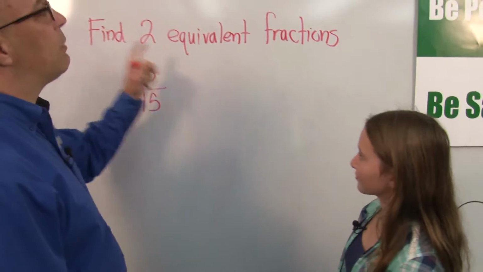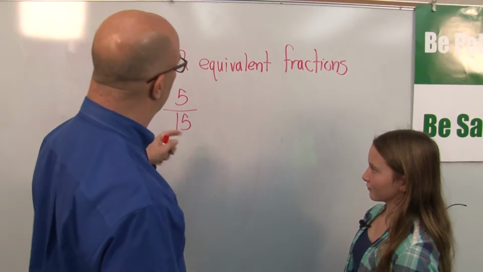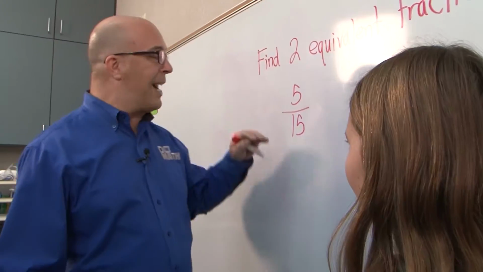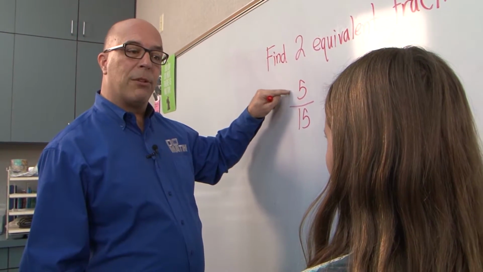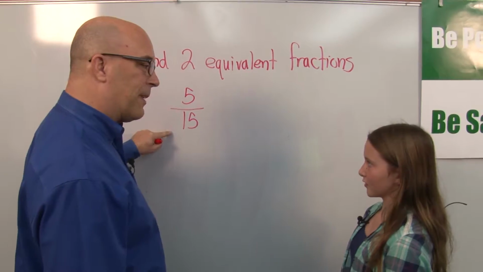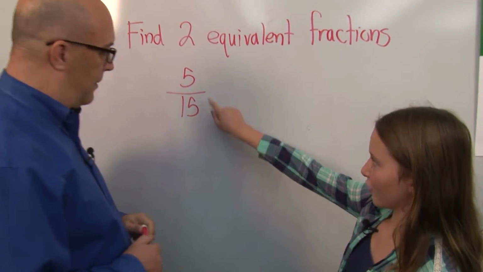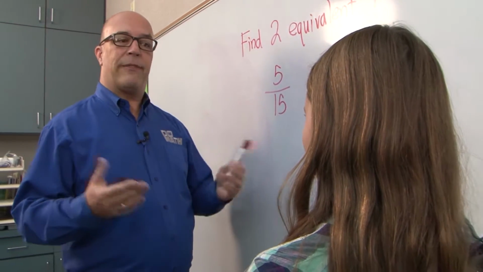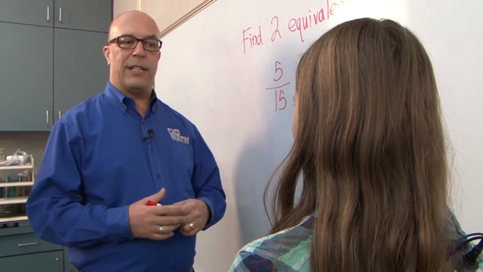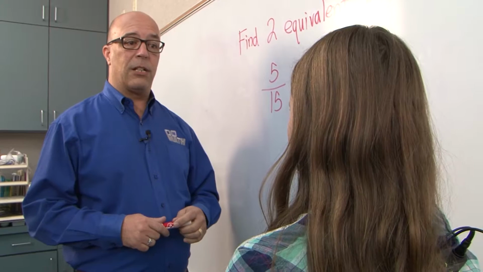All right, let's take a look at what we have to do. We have to find two equivalent fractions for 5 over 15. Now, the fraction line means we're going to divide. Do you know the name of the number on top and the number on bottom? Yes, this is the denominator and numerator. Good. So equivalent fractions, what do we have to do with this? So we have 5 over 15. We want to find things that are equal to that. So how do you want to go about this?